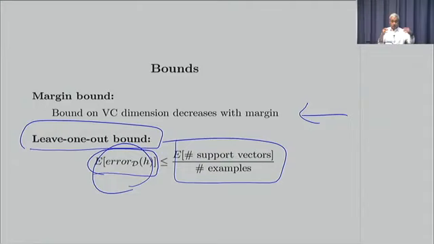Meaning that if I have very few support vectors, I have very high confidence that my learner generalized well. And you know what the reason for that is? It's really simple. It's leave one out cross validation. Any vector that is not a support vector, I can just take it out and nothing changes. The only examples that could cause an error when I take them out are the support vectors.